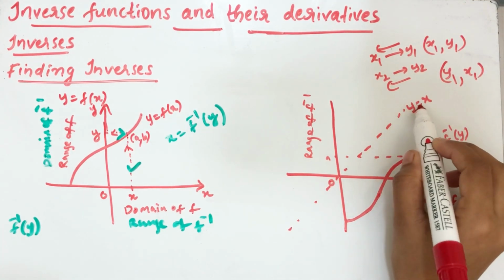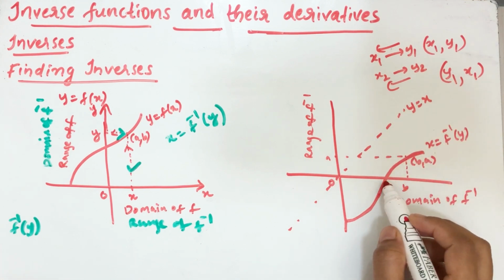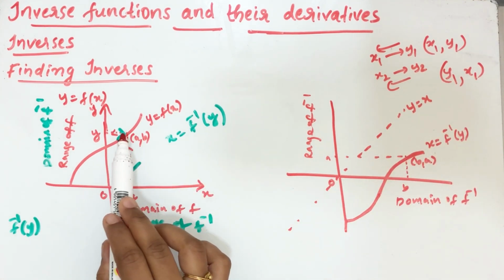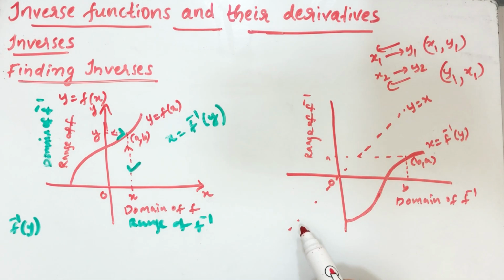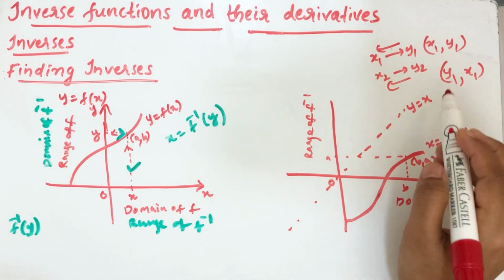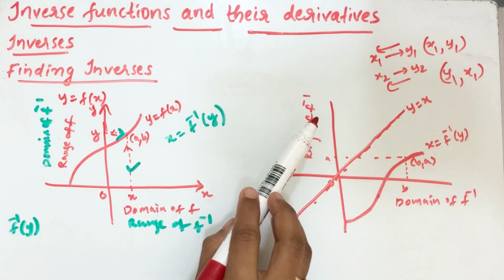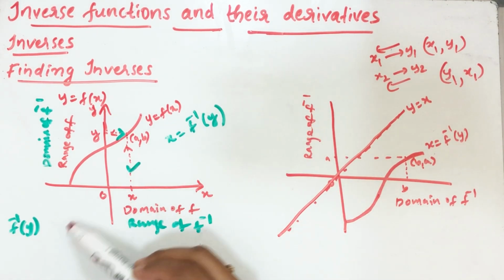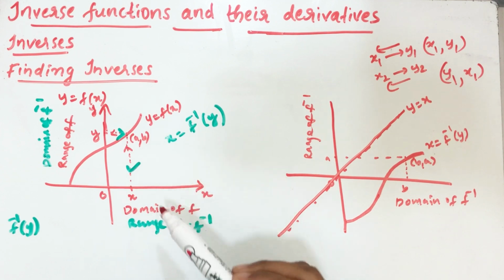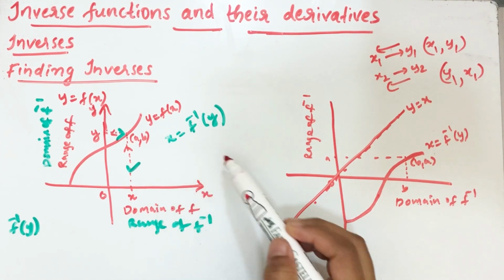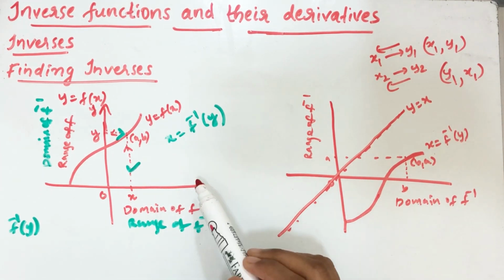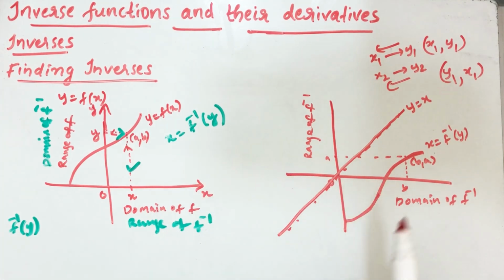If this is the line y equal to x, then this graph is the reflection of f in the line y equal to x. You can place a mirror in this line y equal to x. Then you will get f here. If you place the mirror in this, we can get f inverse here. You can see the magic using mirror. So we can say the graph of f inverse is the reflection in the line y equal to x.